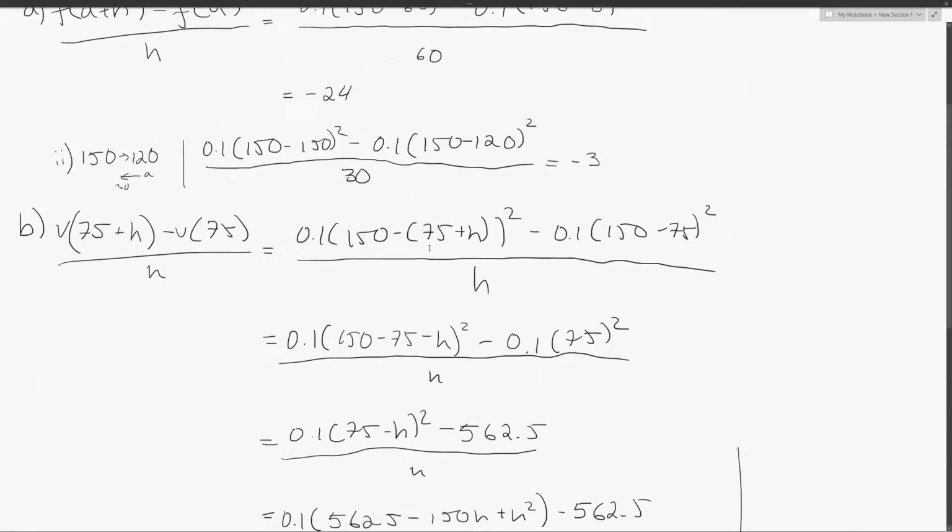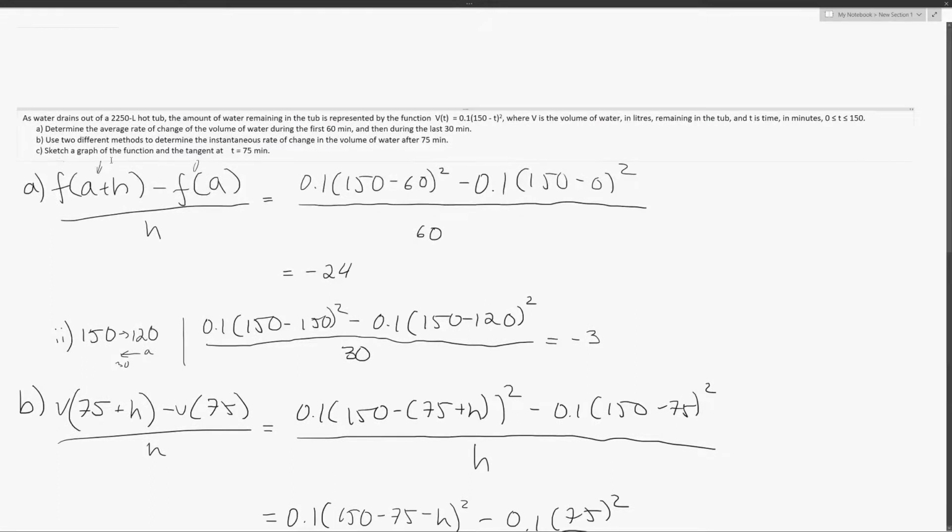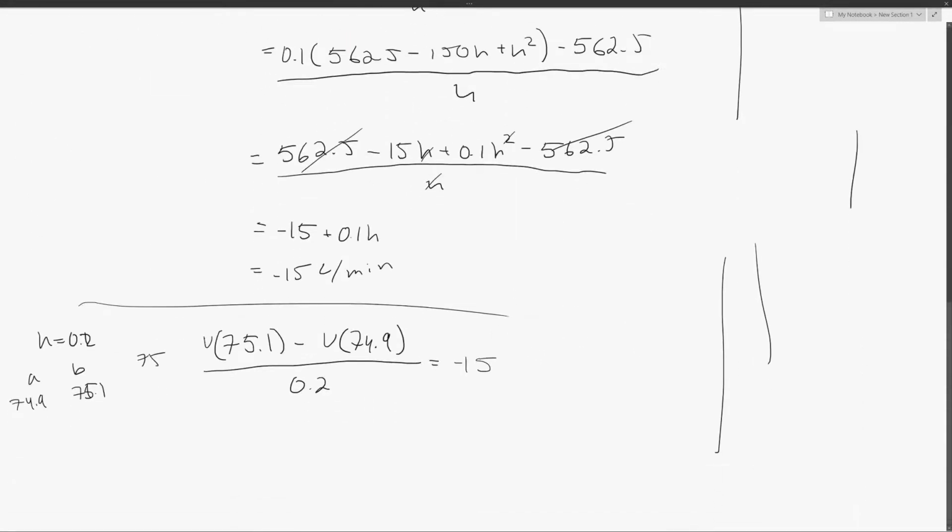So now let's talk about C. It's asking us to sketch a graph of the function and the tangent at t equals 75. So just give me a second, I'm going to clear the screen and I'll show you how to do that. Okay, so now that I've cleared the screen, let's actually graph the function.